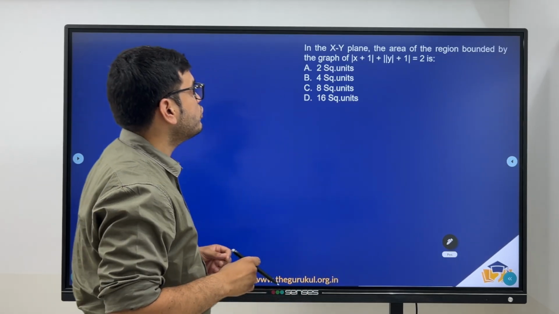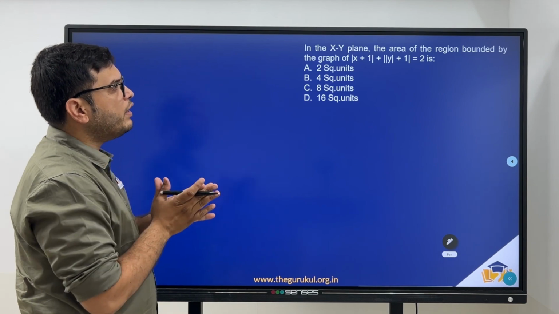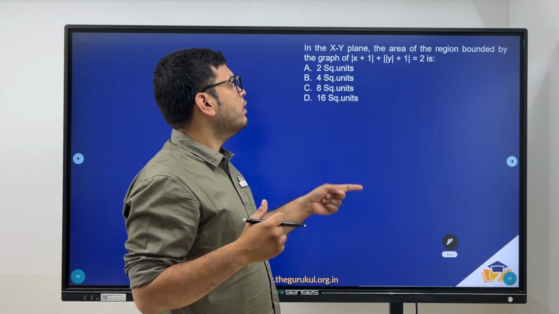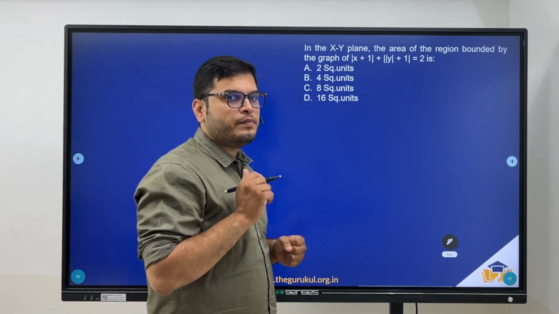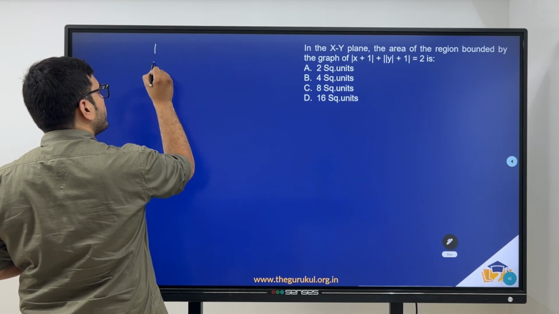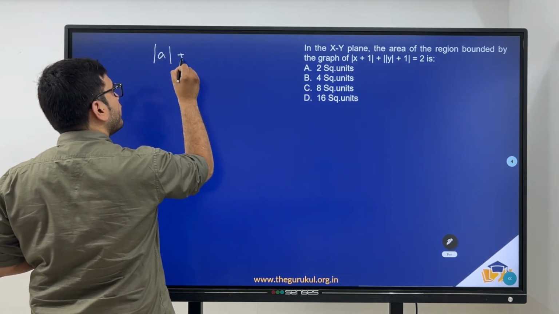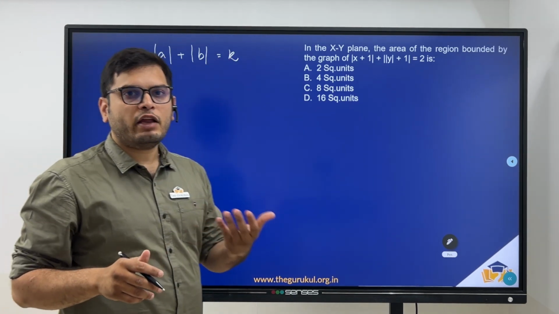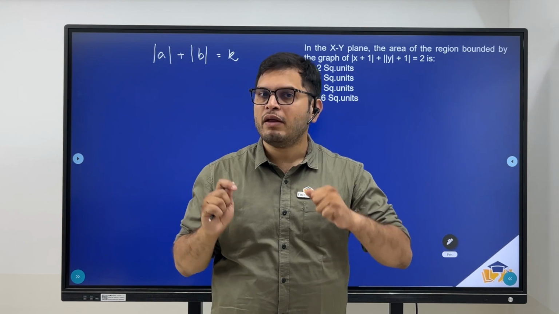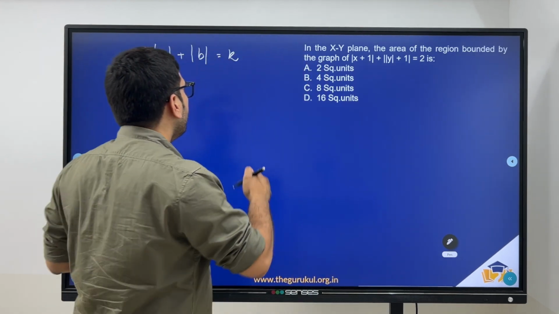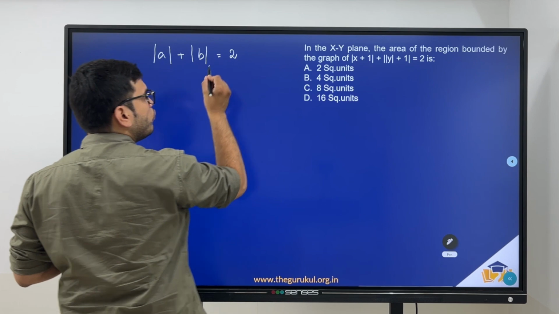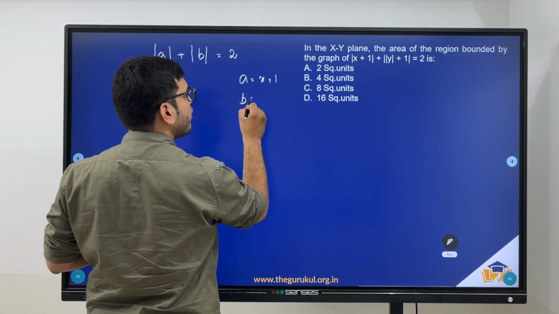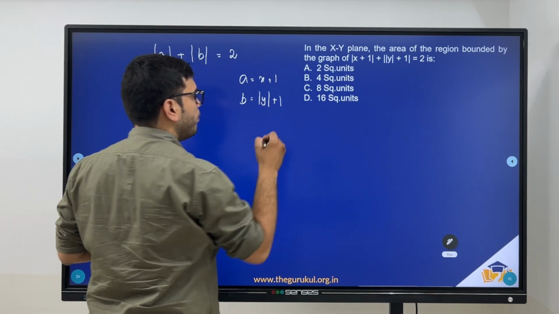Now coming to the first question, in the xy plane, the area of the region bounded by the graph mod x plus 1 plus mod of mod y plus 1 is equal to 2 is, right? So first I want you guys to understand that the graph of mod a plus mod b is equal to k looks like a diamond, right, or a square which is rotated by 45 degrees. So here we are given the value of k is equal to 2, the value of a is equal to x plus 1, and value of b is equal to mod y plus 1, right?